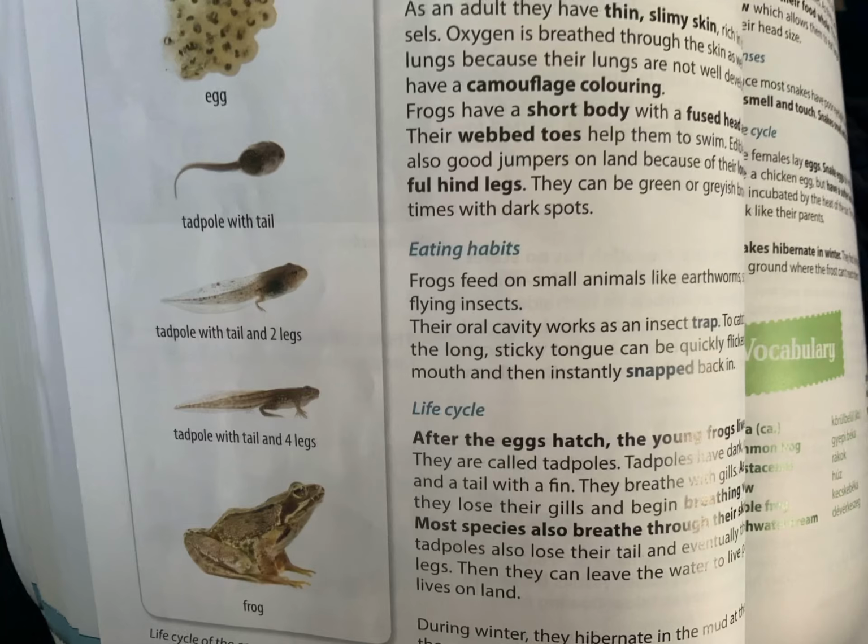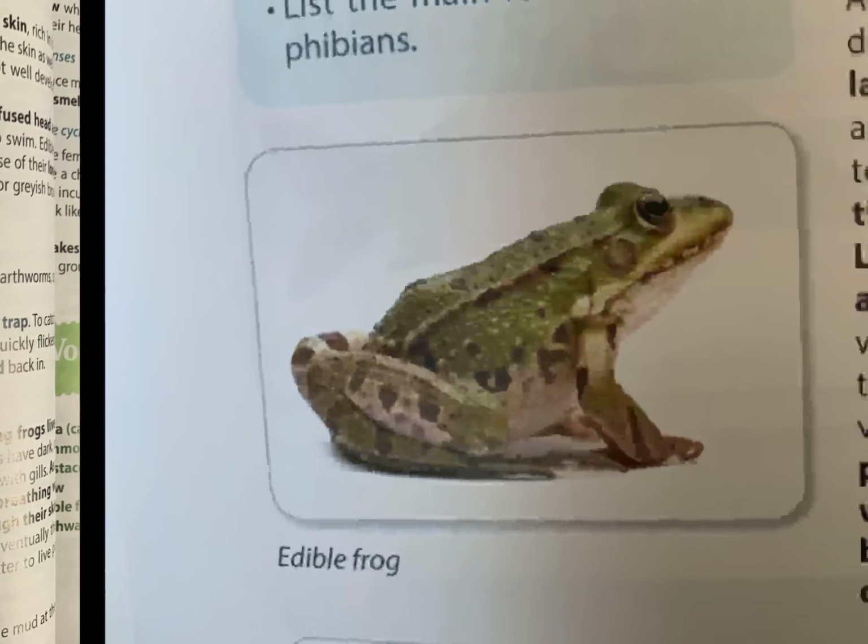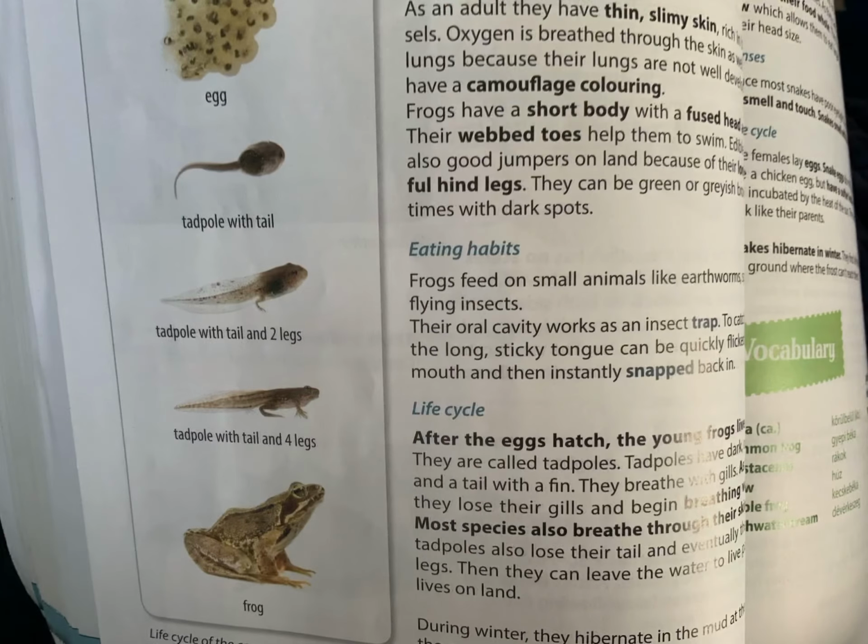Then you can see here some amphibians, which are again typical in Hungarian waters. One of these species is the edible frog. You can see the life cycle. The egg, the tadpole with tail first, and then the tadpole with tail and 2 legs. And then all the 4 legs appear there, and finally there's the adult frog. When the young amphibians live in water, they have gills to breathe and a tail with a fin to swim with, and later they lose the gills and fins and develop lungs and legs for their life on land.